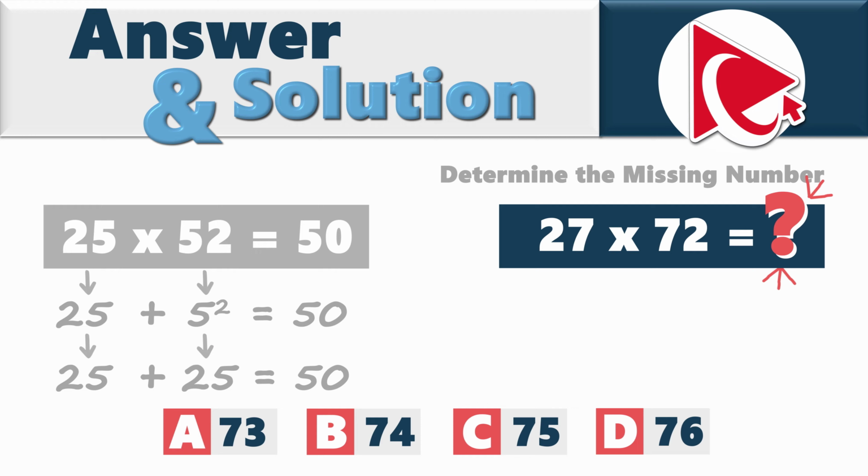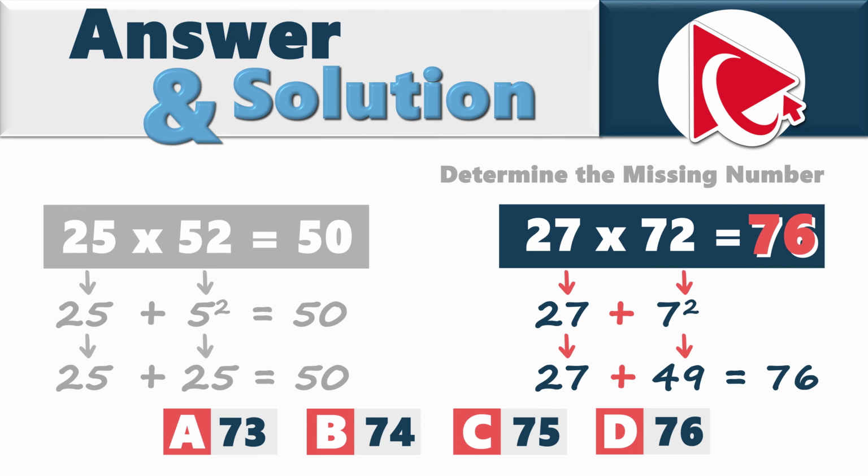Let's do the math for the missing number. 27 plus 7 to the power of 2 equals 27 plus 49 and equals 76. So the correct answer here is choice D, 76.